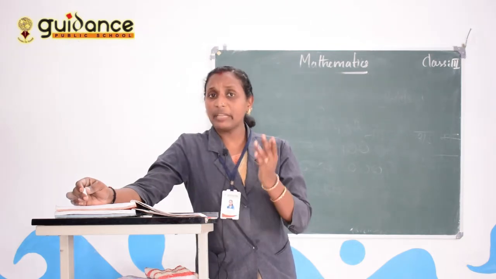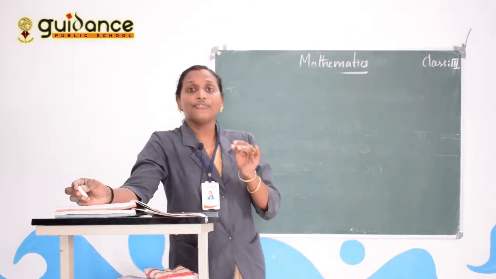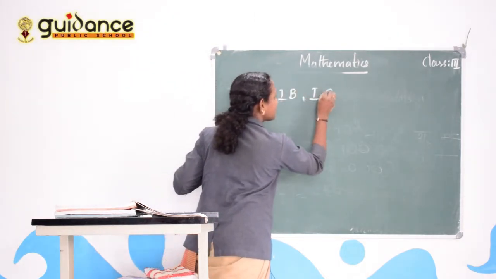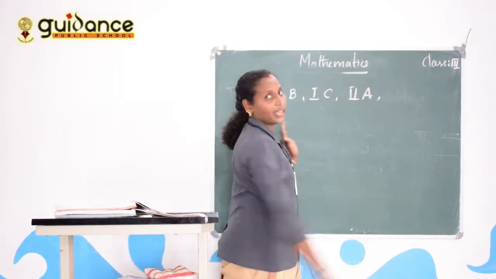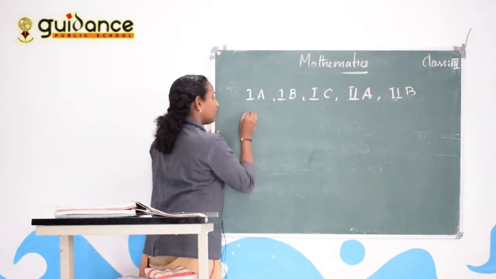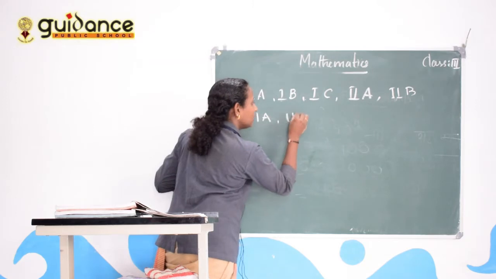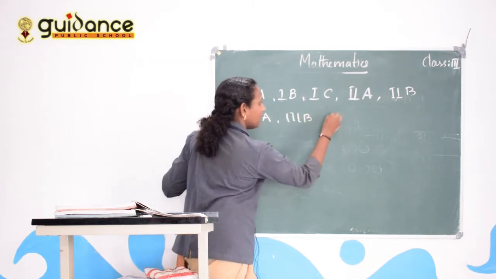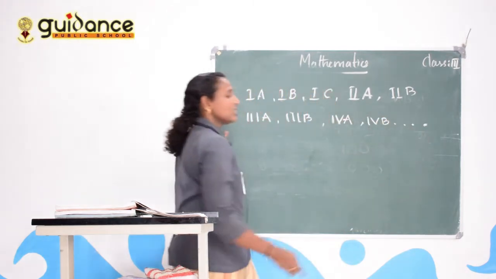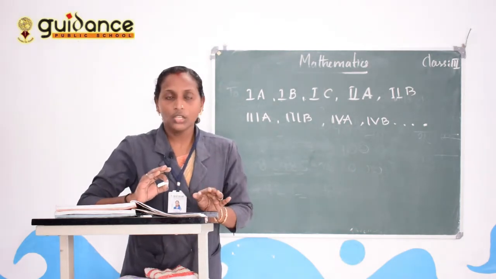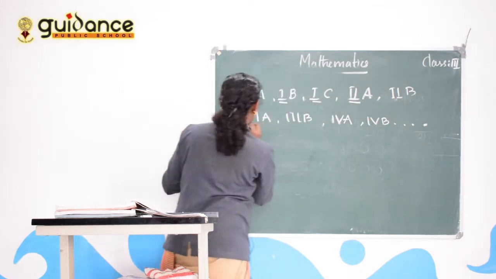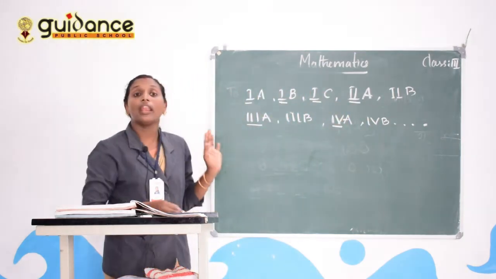In our school, some divisions are there. What are the divisions? First A, then first B, first C, then second A, you know that, then second B, then third A, third B, then fourth A, then fourth B, etc. Some divisions are there in our school. So on this division, this one and this, these are the Roman numbers.